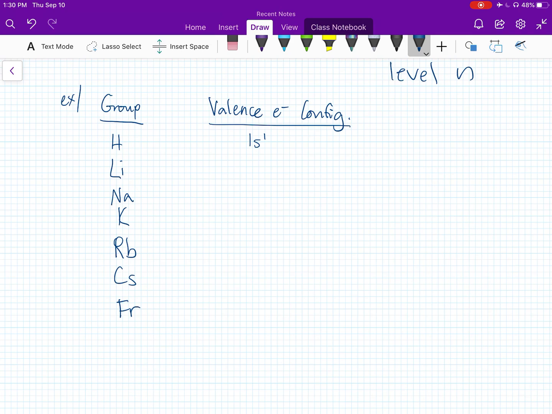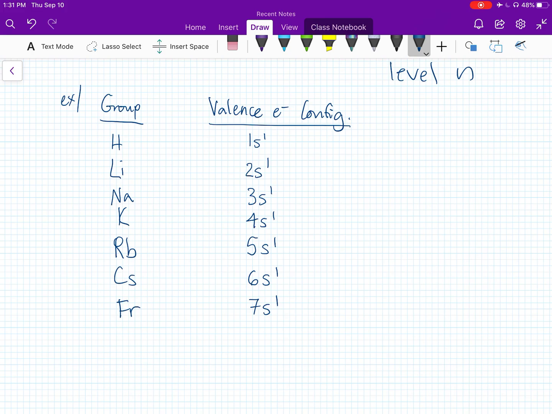So for hydrogen, the electron configuration is 1s1. For lithium, the valence electron configuration is 2s1. For sodium, 3s1. For potassium, 4s1. For rubidium, 5s1. For cesium, 6s1. And for francium, 7s1. So they have analogous valence electron configurations.